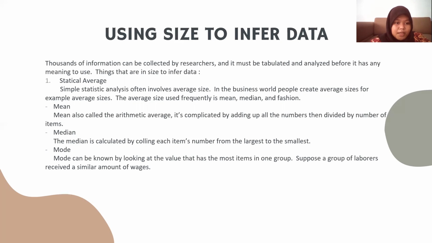Number one is mean. Mean is also called the arithmetic average. It is computed by adding up all the numbers, then dividing by the number of items. Number two is median. The median is calculated by sorting each item's number from the largest to the smallest. Number three is mode. Mode can be known by looking at the value that has the most items in one group. Suppose a group of laborers received a similar amount of wage.